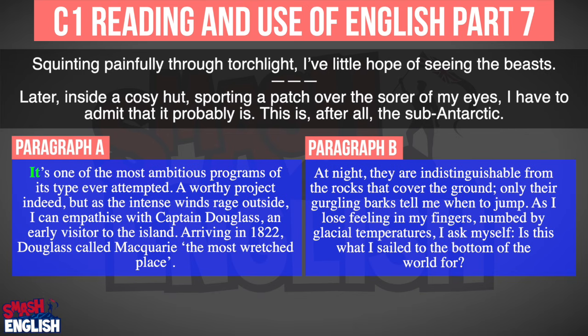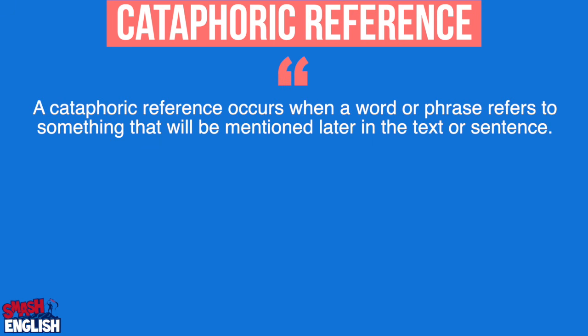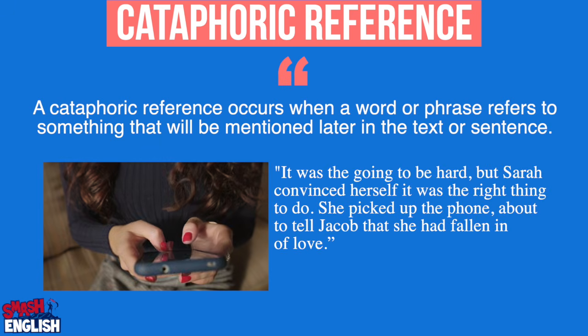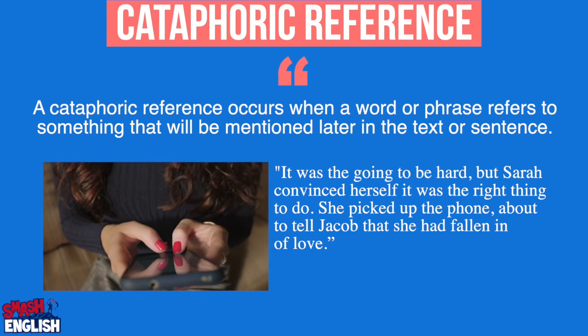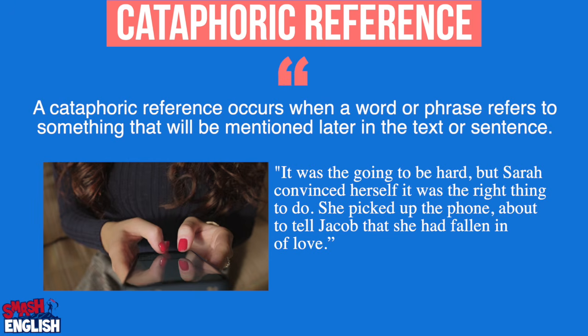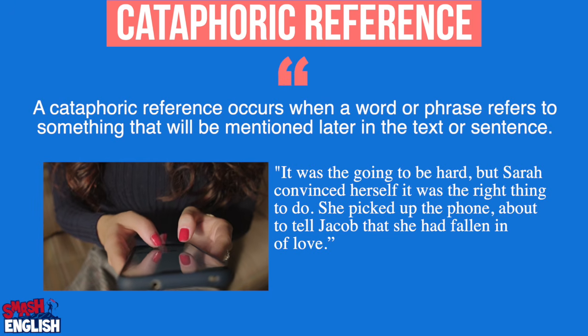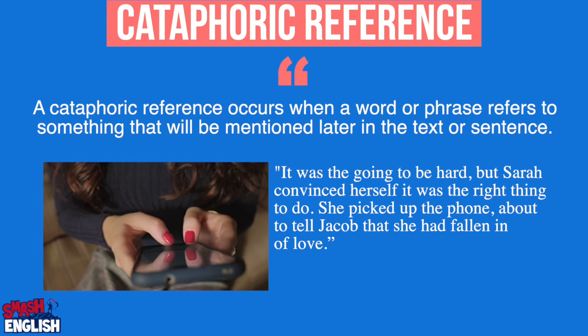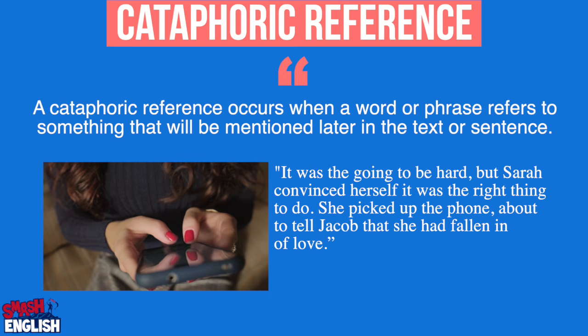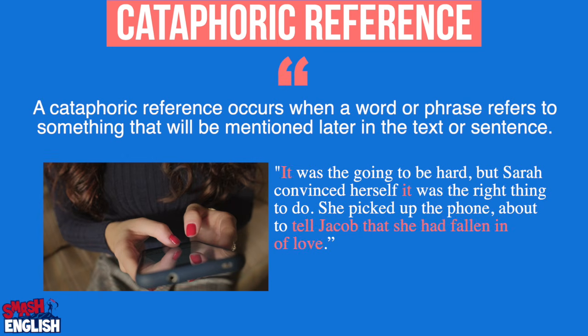Not quite. We can sometimes use a pronoun to refer to something that follows in a text. This is known as a cataphoric reference. For example, "It was going to be hard, but Sarah convinced herself it was the right thing to do. She picked up the phone, about to tell Jacob that she had fallen in love." This creates a sense of suspense and is actually a common literary device.